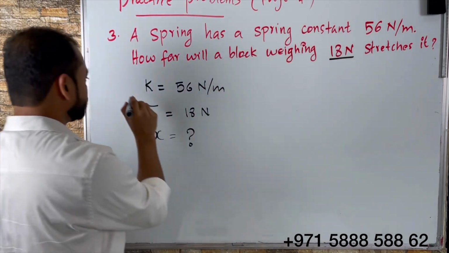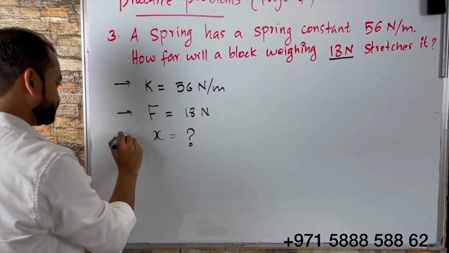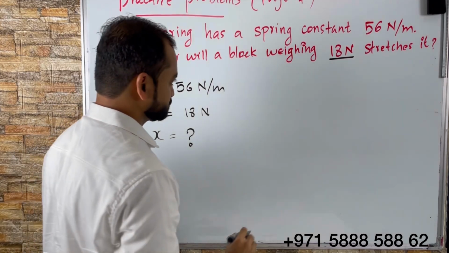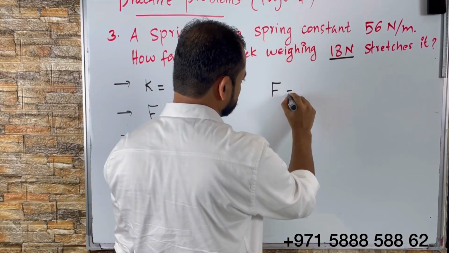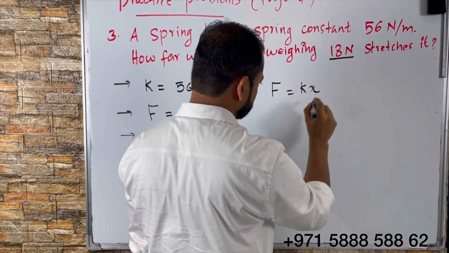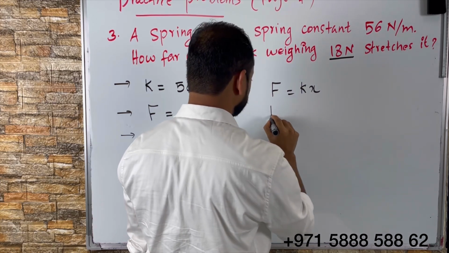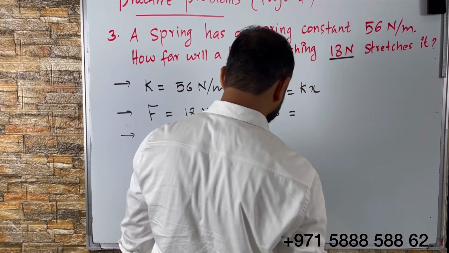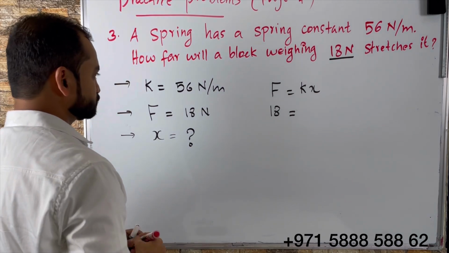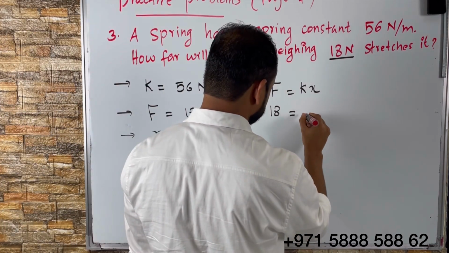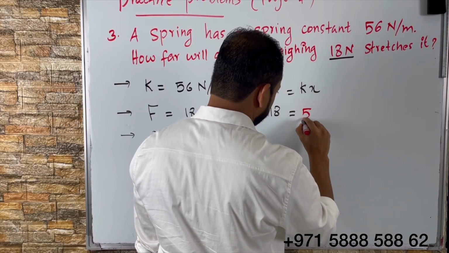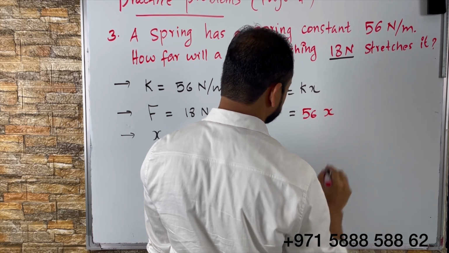So look for an equation that connects all three, the Hooke's law equation, right? F = kx, and you need to calculate x. How much is the value of force? 18. Force is equal to 18, k is given as 56, and x you need to calculate.